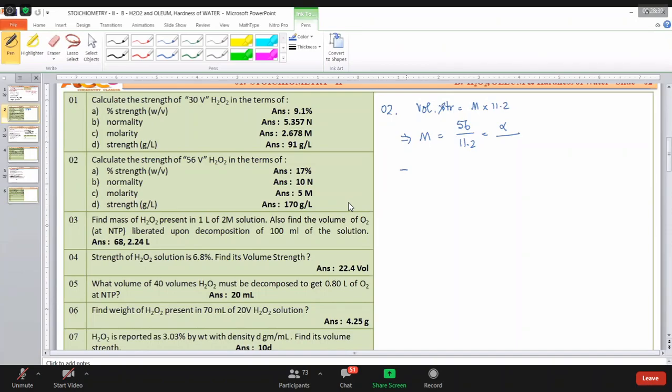Next, he is asking normality. Normality is equal to molarity into valency factor. What is molarity? Alpha. What is the valency factor? Hydrogen peroxide. This is 2 alpha.